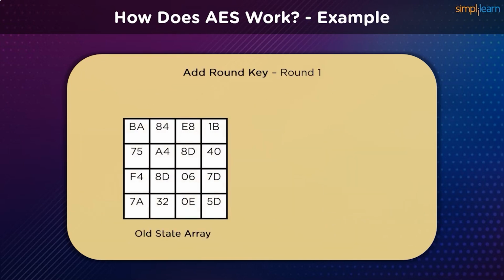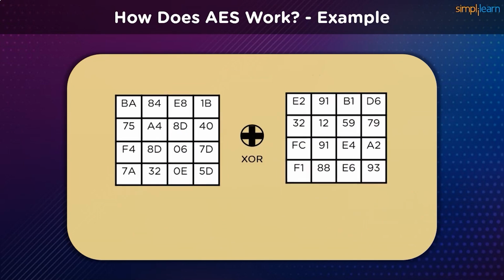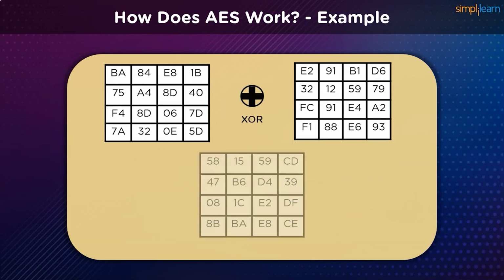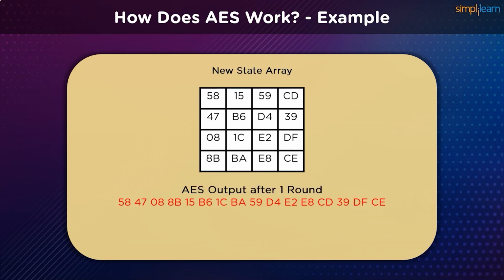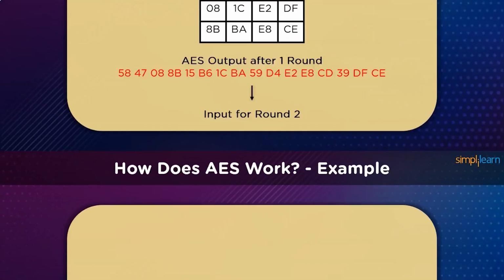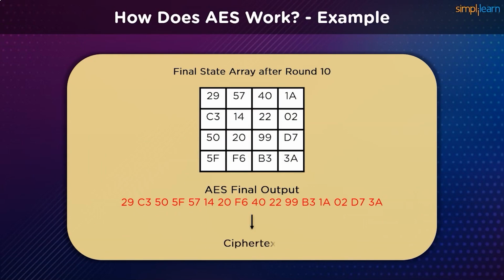We add the new state array as an XOR with the round key of the particular iteration. Whatever state array we receive here becomes the output for this particular round. Now, since this is the first round of the entire encryption process, the state array that we receive is passed off as an input to the next round. We repeat this process for 10 more rounds and we finally receive a ciphertext. Once the final state array is denoted in the hexadecimal format, this becomes our final ciphertext that we can use for transferring information from the sender to the receiver.